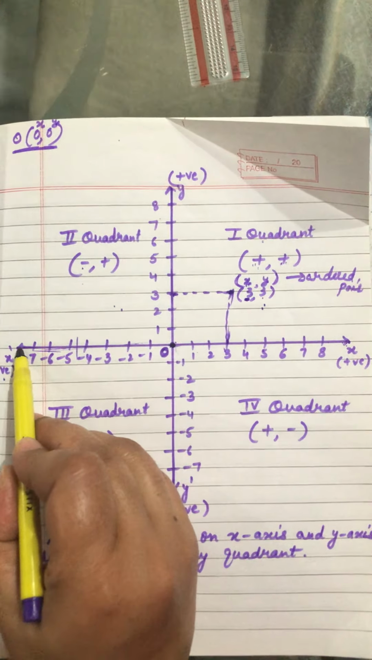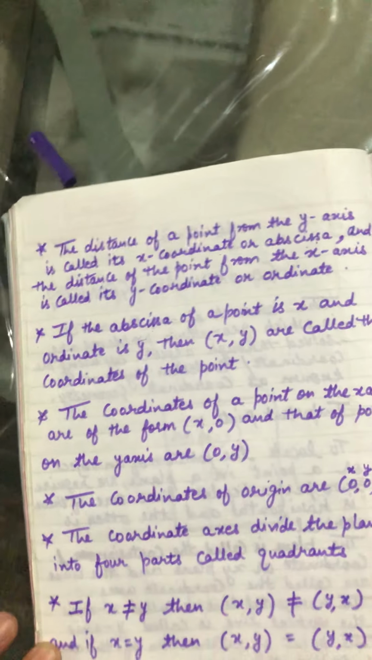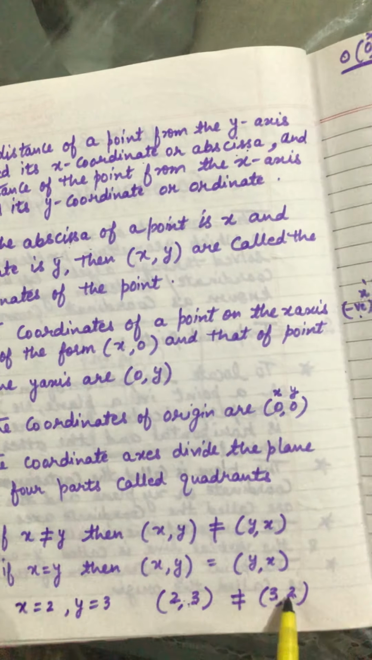And the last point is, if x is not equal to y, suppose x is 2 and y is 3, then the coordinates will be 2, 3. So I cannot say 2, 3 is equal to 3, 2. So they are not equal. Why are they not equal? Because here x is 2, but there x is 3, here y is 3 and there y is 2. So they are not equal.